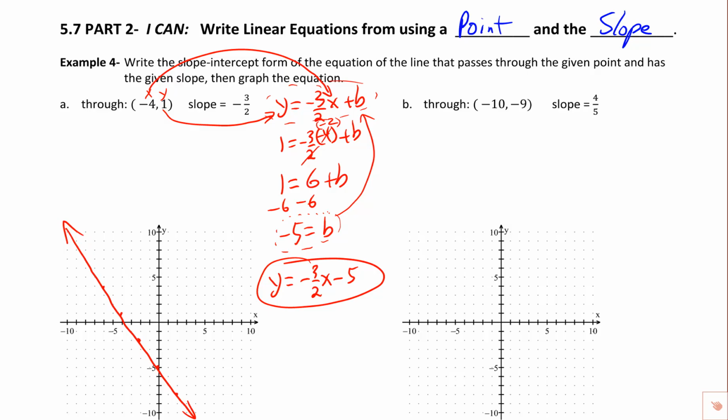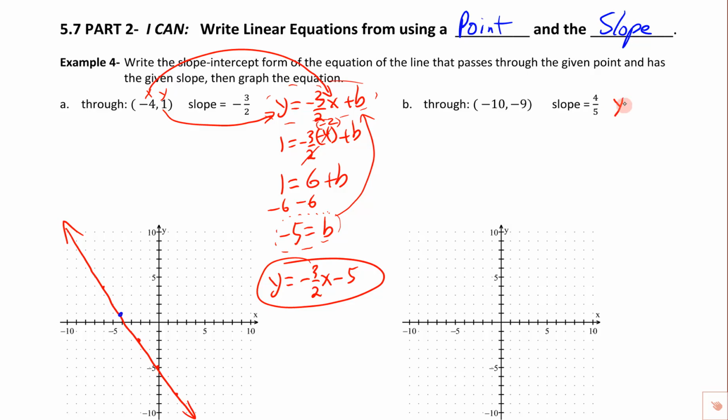Now let's go ahead and do our double check here. Let's make sure that this particular point, -4, 1, is actually on the graph. So if we started at the origin and we went left 4 and then up 1, that's going to put us right there. Okay, so it is on there, so we're in good shape. We got that one right. Let's do the next one here.